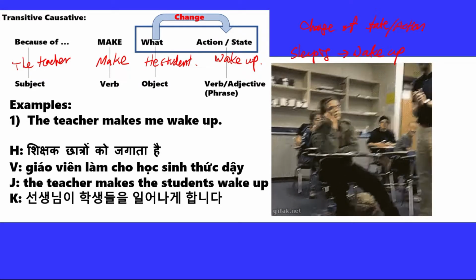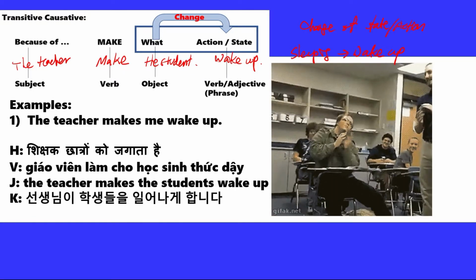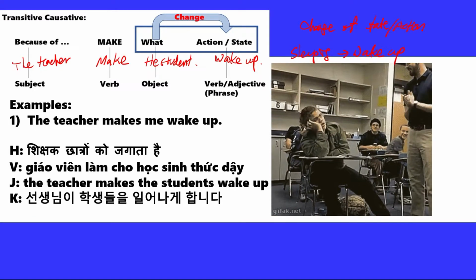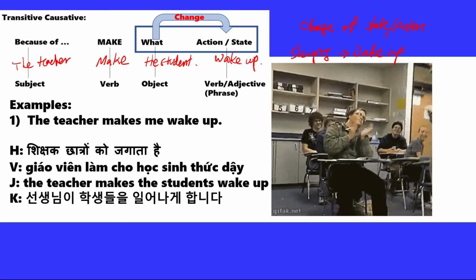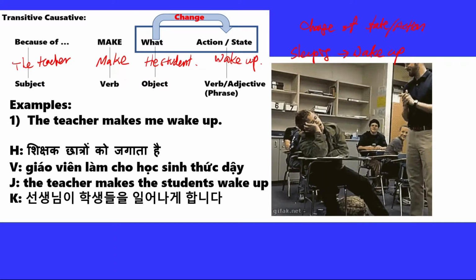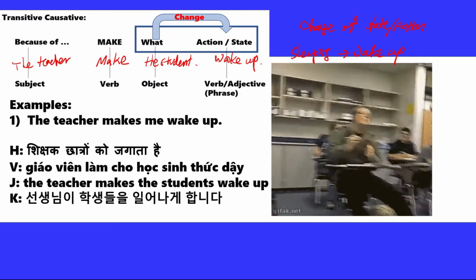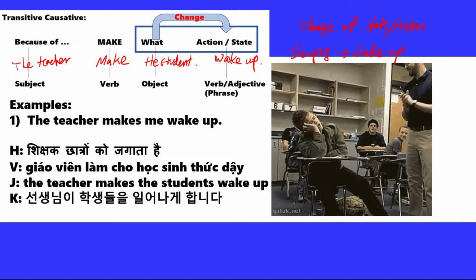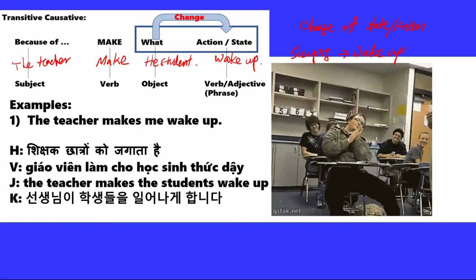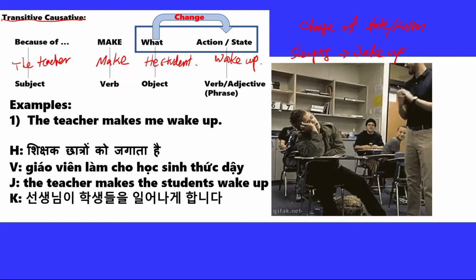This is the very basic word order of the transitive causative construction. So the teacher makes the student wake up, right? This is the picture about transitive causative construction. Let's take a look at another example.